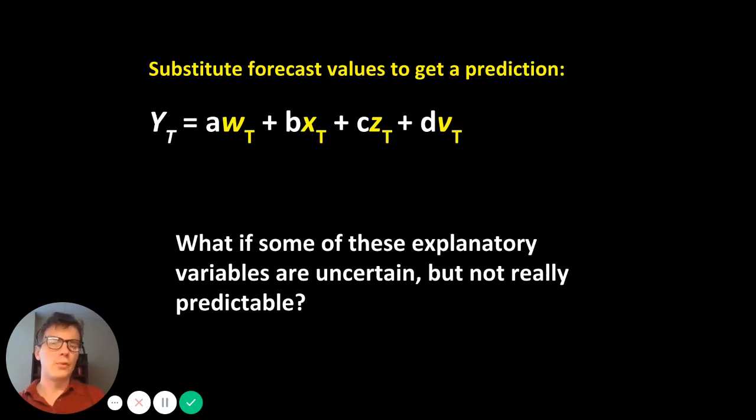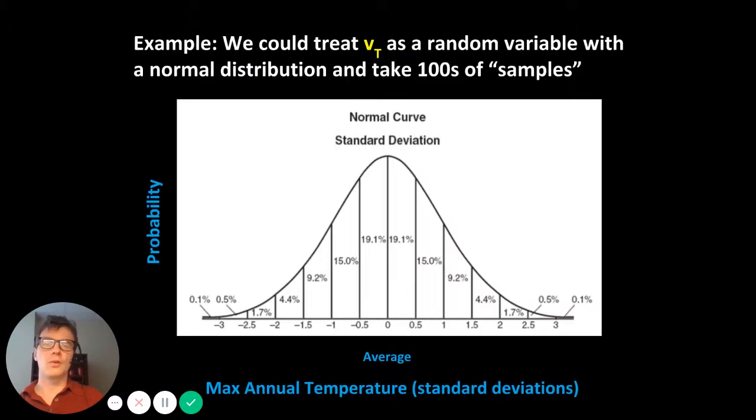Like, we don't have a good forecast of what those values are going to be. So one thing that we could do is treat one of those explanatory variables as a random variable. For example, we could treat maximum daily temperature, VT, as a random variable with a normal distribution. And then we could take lots of samples.